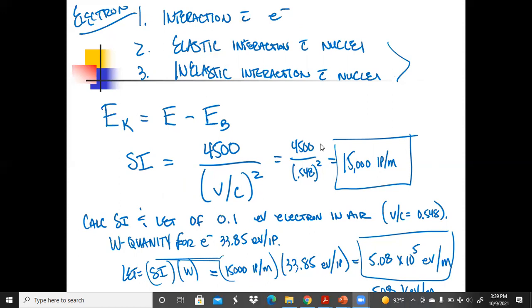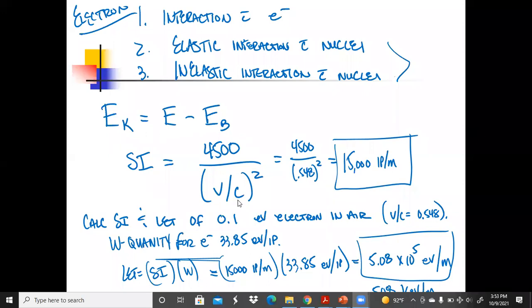That squared, so we end up with 4,500 divided by 0.548. Obviously, we would have to know what the velocity is of the incoming particle, 0.548. We have that squared, and we come up with 15,000 IP, ionized pairs per meter.